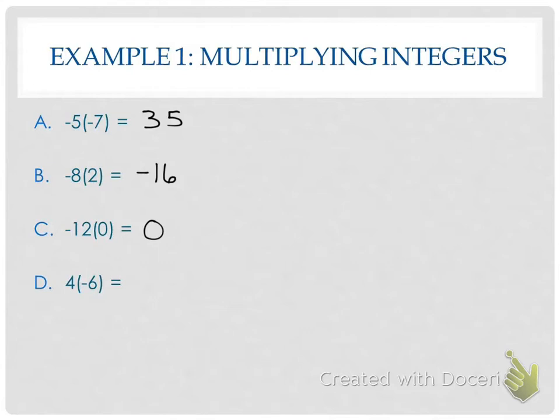What about 4 times negative 6? How many negatives? 1. So is my answer positive or negative? Negative. Negative, because 1 is an odd number. Negative 24. All right, now I want you to try 5 of them yourself. Your turn now, numbers 1 through 5 on page 273.